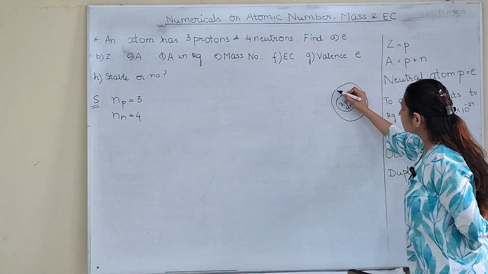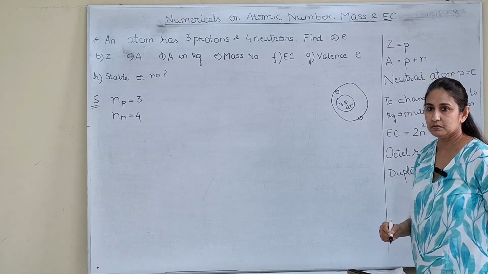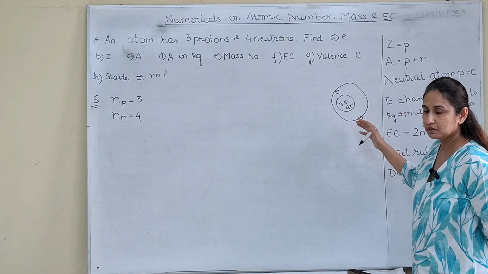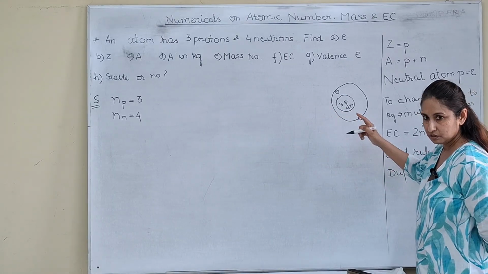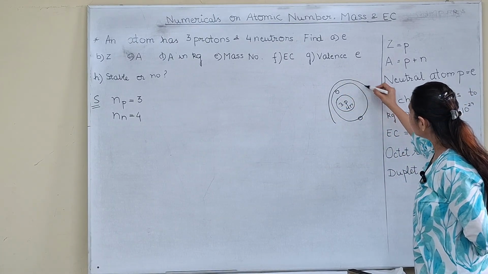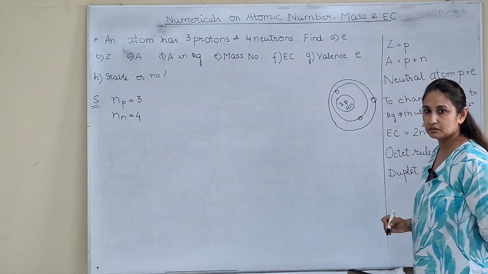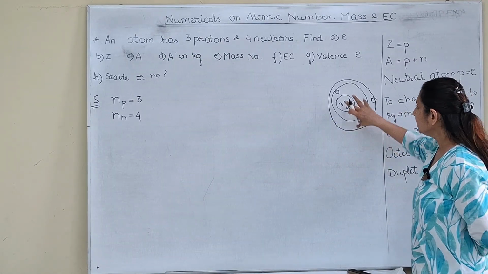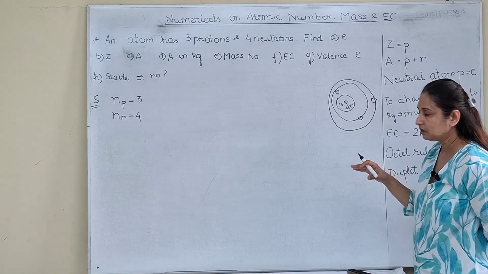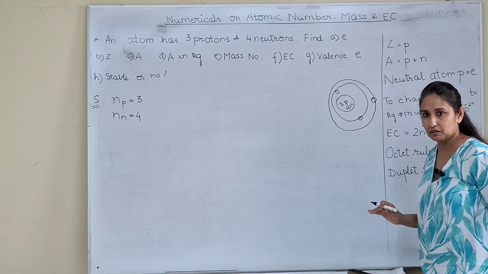So let's draw the atomic structure. First shell can hold only 2 electrons. 2 used up. Totally 3 थे. 2 used up. So in the last shell, it will have 1 electron. Total 3 थे. First shell में 2 ही आ सकते थे. 2 use up हो गए. तो एक बचा, वो next shell पे चला गया.